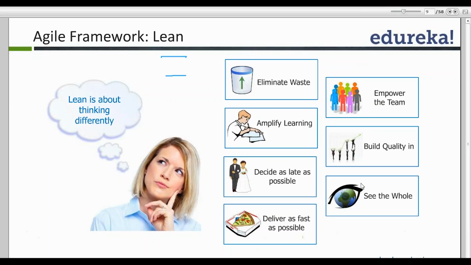One of the lean principles is that my team has to be empowered. So it's about empowering the team, and quality is something which is baked in, or built in, to the lean process. I have to see the entire end-to-end picture rather than concentrating on one part of it. I have to concentrate on the entire flow when I'm doing lean methodologies. Toyota is one of the companies which has pioneered lean to a great extent. Same with Motorola. These are two organizations which have extensively used lean.